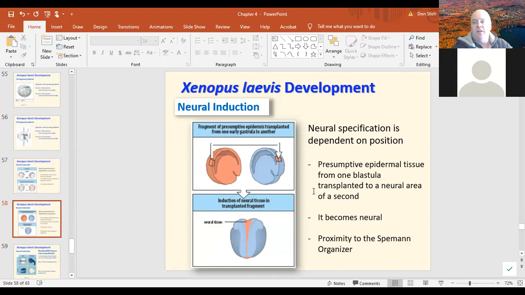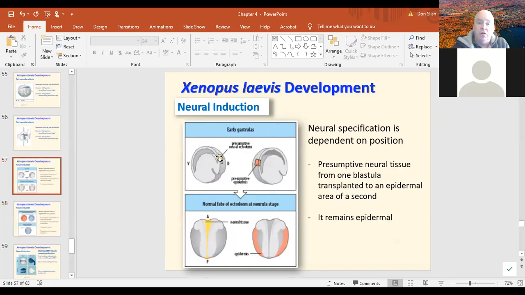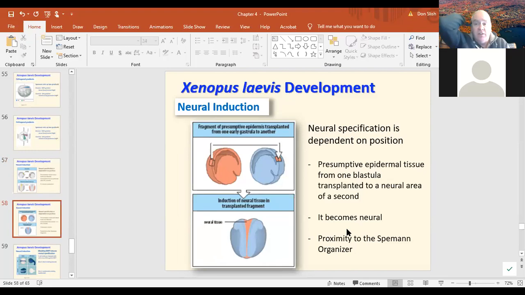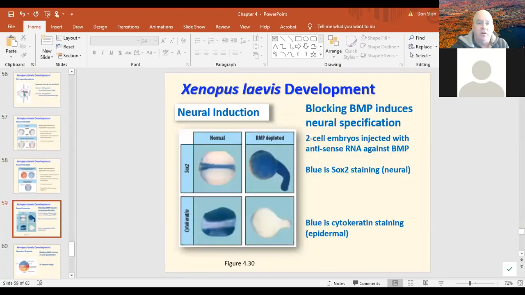Okay, so what's this telling us? This is the animal cap here, which is all ectoderm. And if you take it out and culture it by itself, it all becomes epidermis. But if you take a piece of it out and put it over near the organizer, the Spemann organizer, it becomes neural. If you take out a piece that would become neural and you put it at the other end, away from the Spemann organizer, it becomes epidermis. So clearly, the organizer is causing this induction of neural tissue from the ectoderm. So that's step one to figure out what's going on here.